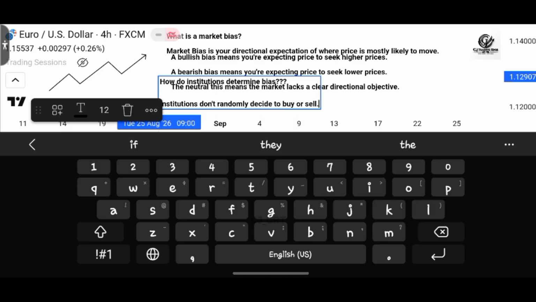You don't come into the market without a particular or proper analysis, just getting in because you want to buy or sell or because you want to make money quick. You're going to lose a lot of money. You need to have a bias, a reason why you are buying or a reason why you are selling.